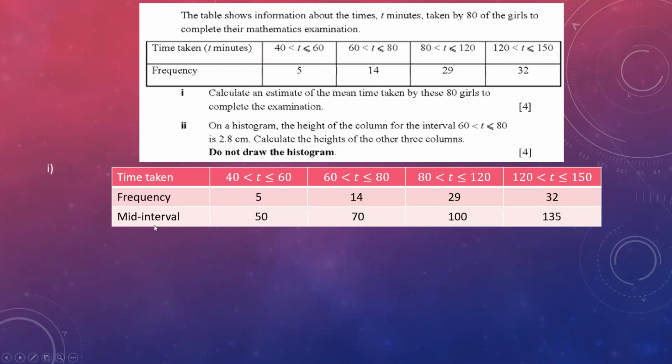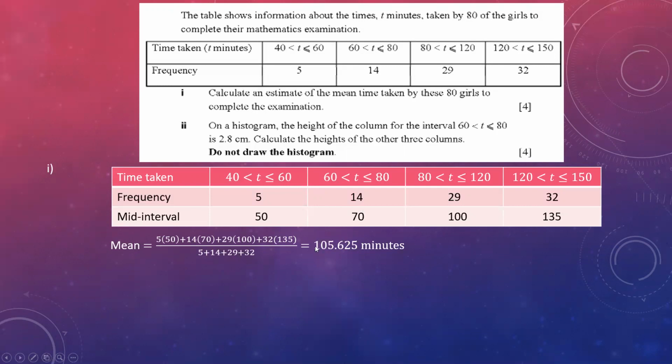So you get the mid interval first before we find the mean, which is by using frequency multiplying mid interval, which is this. So 14 will times 70 and so on, divided by 80 girls here. Actually, if you add all these together you should get 80. So only then we find the answer as 105.625, which is the mean of these 80 girls, which is the average time they use to complete the examination.